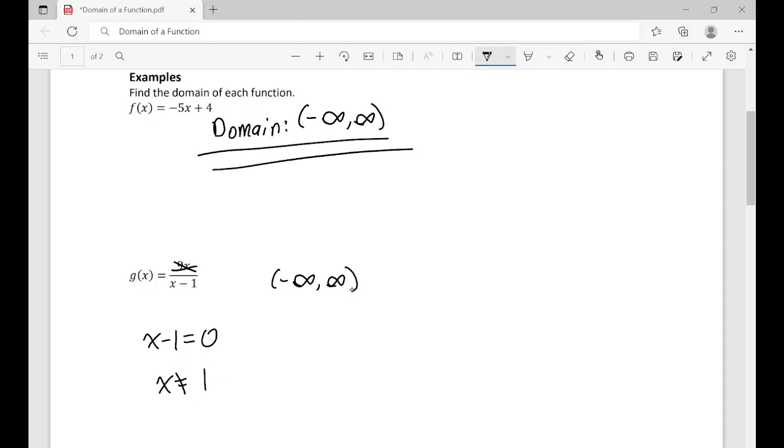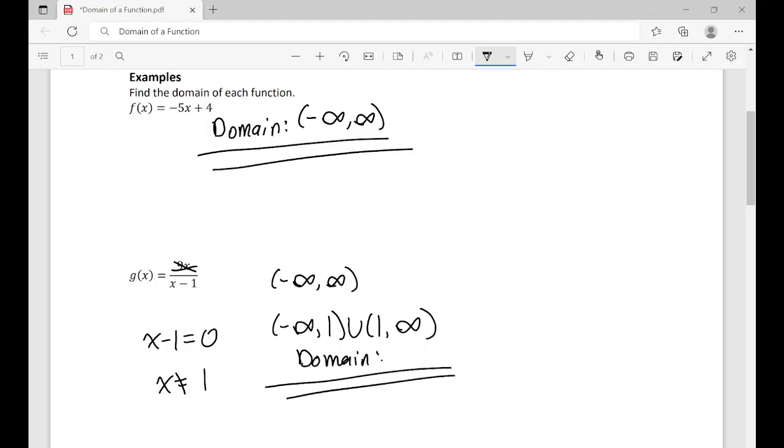So in our domain, we're going to have from negative infinity, and we go along the number line until we hit our first problem, which is 1 here. And we're going to just skip around it like so. So we're going to say negative infinity to 1, parentheses, union, parentheses, 1 to infinity. And this would be the domain of this function.